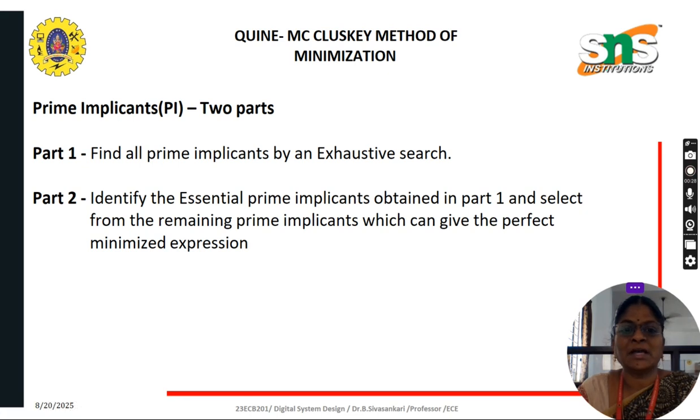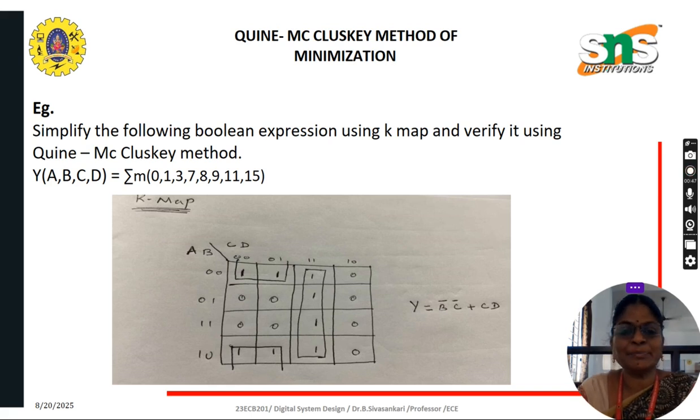The method has two parts. Part 1, you have to find all prime implicants by an exhaustive search, and part 2, identify the essential prime implicants obtained in part 1 and select from the remaining prime implicants which can give the perfect minimized expressions. Okay, so this is a sample problem which we are going to work out. First, when the problem is given, you have to plot a K-map for the given problem and find the solution, that is Y. For the given problem, I am getting the answer B bar C bar plus CD. The same answer is to be verified by using the tabulation method at the final stage.